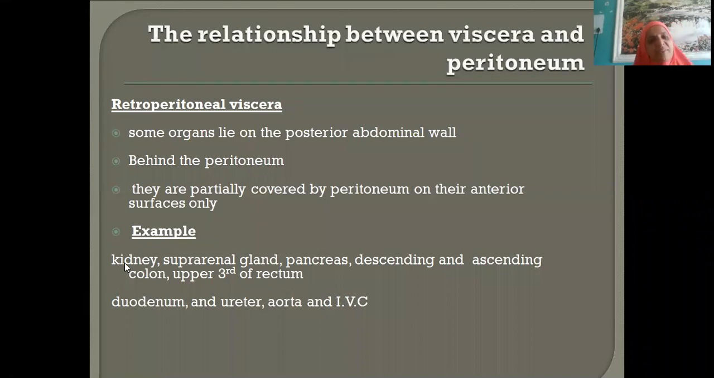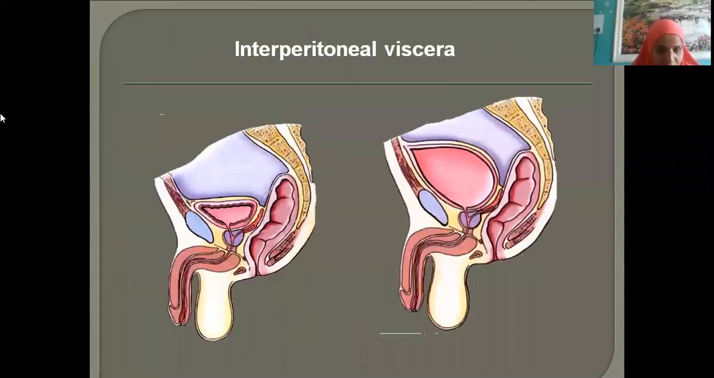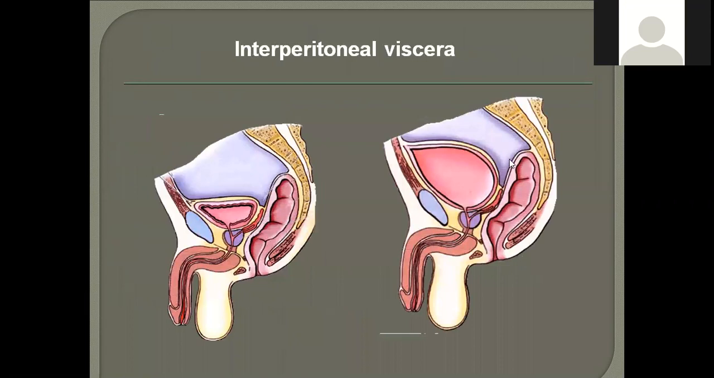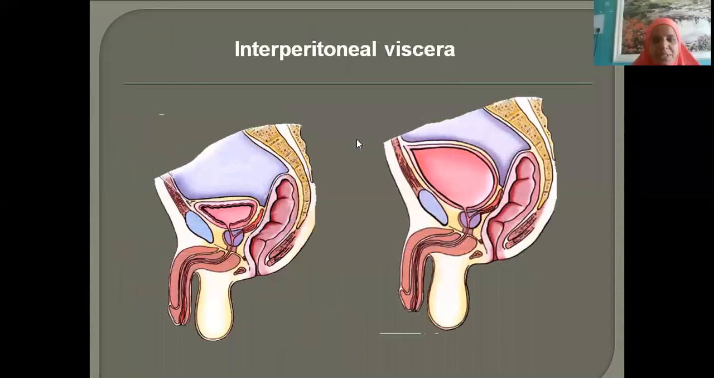Best examples: kidney, suprarenal gland. One or two are enough, but I am giving you the whole list: pancreas, descending and ascending colon, upper third of rectum, duodenum, ureter, aorta, and inferior vena cava. All these are retroperitoneal. What is this organ, beta? This between the peritoneal folds, what is the word used? Interperitoneal. This is the urinary bladder. This is the rectum. Interperitoneal, isn't it?